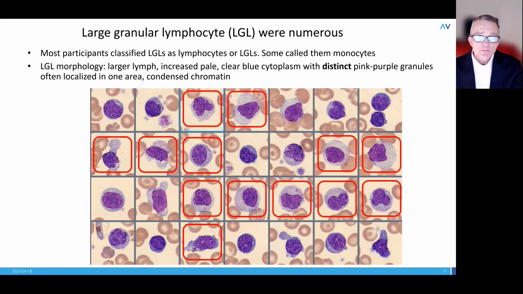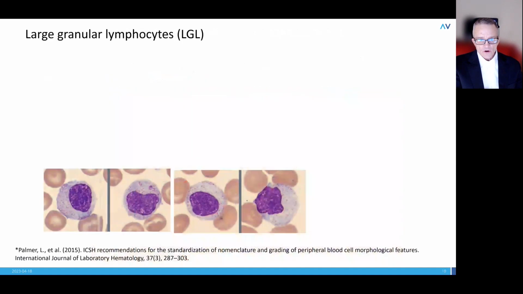Briefly, large granular lymphocyte morphology. This is a larger normal lymph that has an increased amount of pale, clear, light blue cytoplasm. Yet there are distinct pink-purple granules present, and sometimes they are found in one part of the cytoplasm. Not always, as you see in this patient. In addition, large granular lymphs have a similar nuclear chromatin pattern as mature lymphocytes. It's got that smudged, condensed look. Here are some of the large granular lymphocytes in our patient.